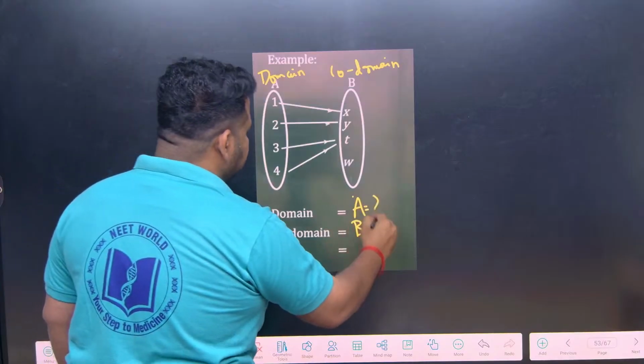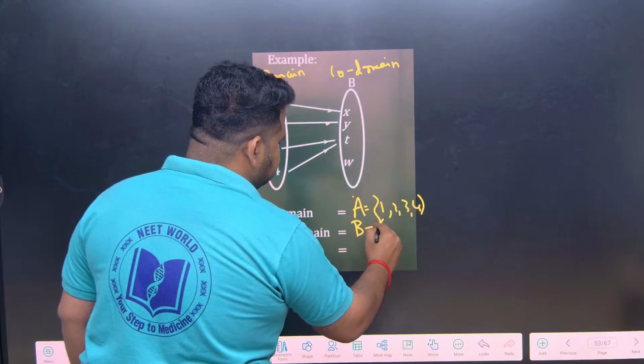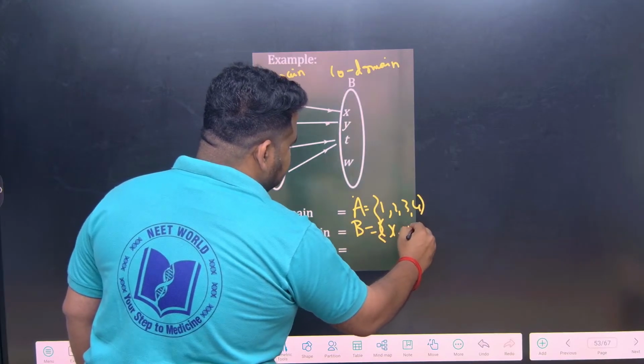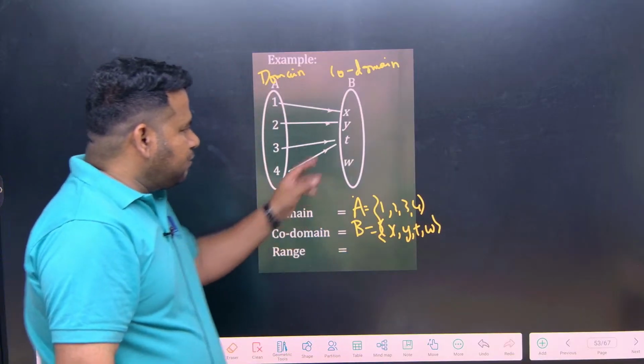A is 1, 2, 3, 4. B is the set X, Y, T, W. Range is what? Out of this codomain, what are all connected?